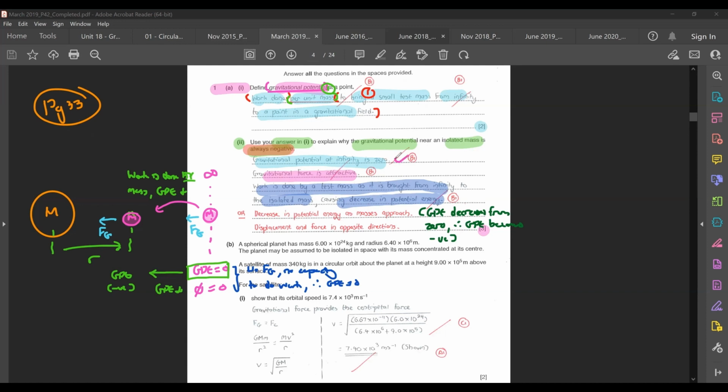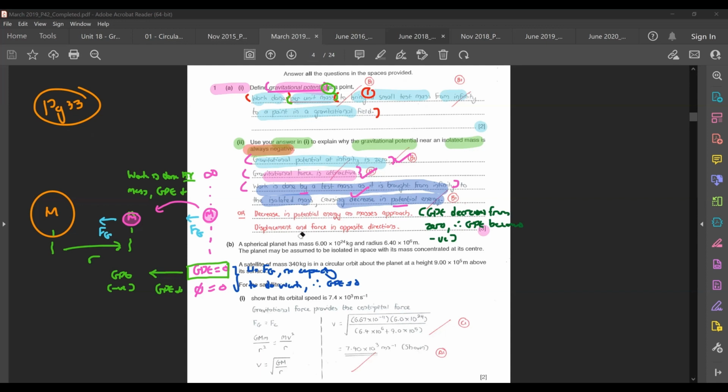Gravitational potential at infinity is 0. Gravitational force is attractive. So this causes work to be done by a mass as it is brought from infinity. Therefore, you will have GPE decrease. Your GPE would therefore be negative. It's really this point and this point. So hopefully that is clear.